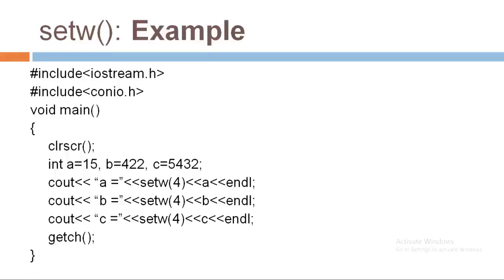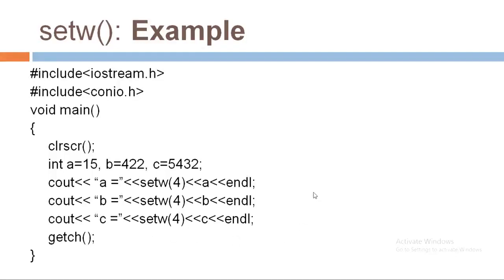Let's see the example. See friends, we have taken the same example as that of endl. We have just added the setw manipulator before displaying our variable. So here the value of a will be displayed in a span of 4 characters, as we have specified setw with size 4. Same way for variables b and c.